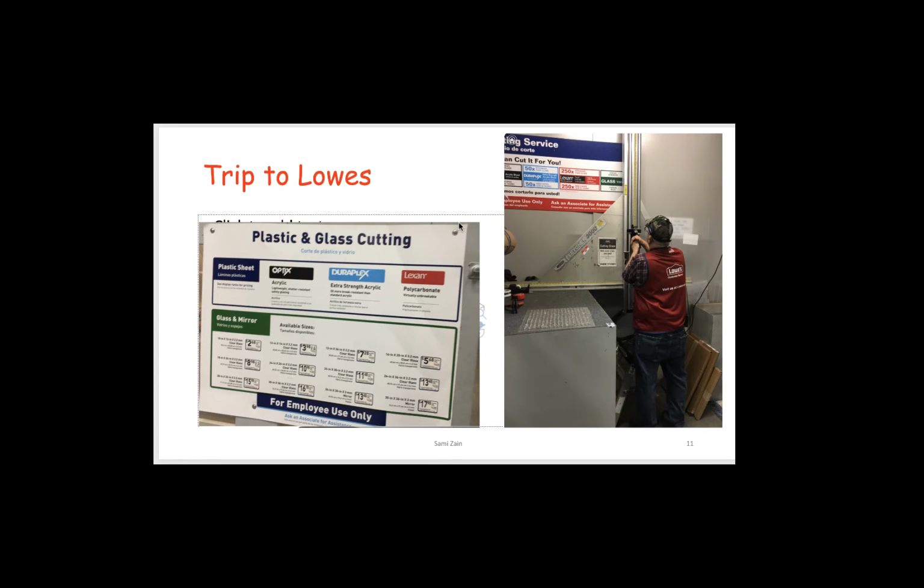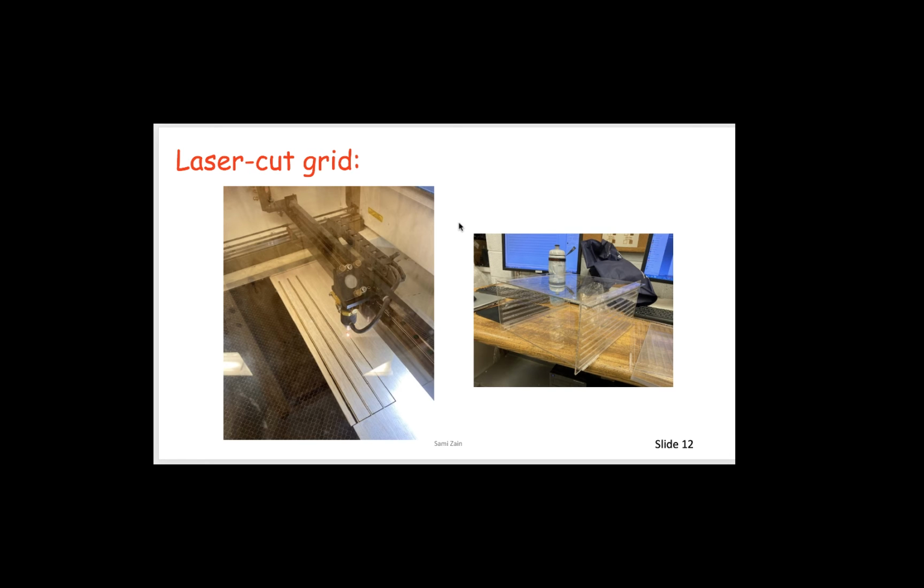Trip to Lowe's. In order to do this project, I had to come up with a way to map out the standing wave patterns. The easiest way, after many trials and errors, was to use plexiglass that we got from Lowe's, and a thermal camera, but the plexiglass had to be placed inside the microwave. So we came up with a grid design that uses only plexiglass to minimize the amount of material in the microwave. Please turn to slide 12, laser cut grid.